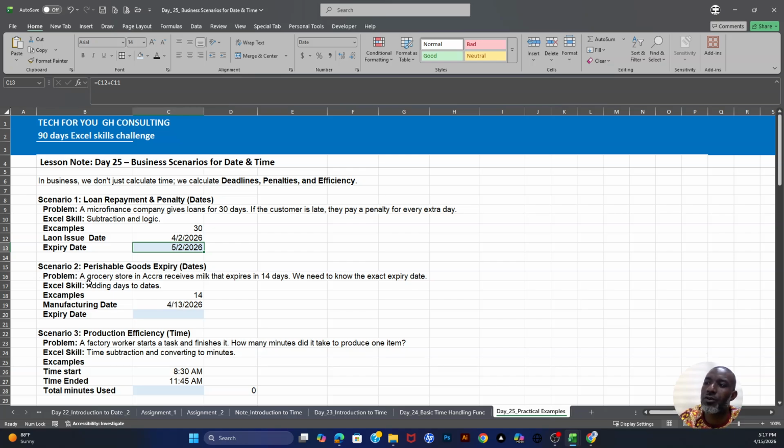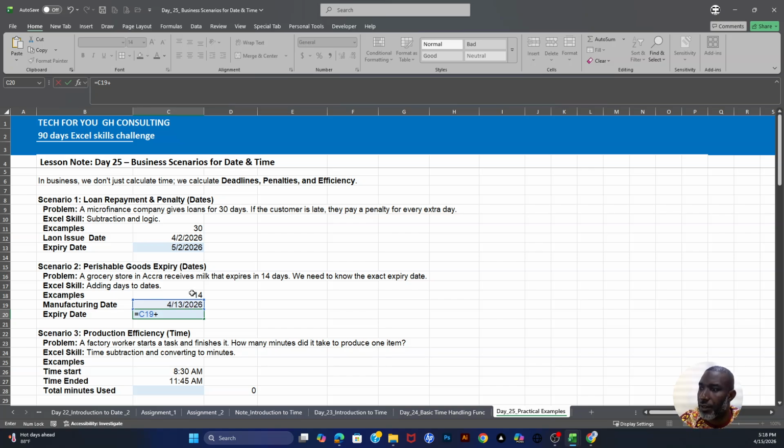The second scenario could be determining the expiry date for perishable goods that you have. A grocery store in Accra receives milk that expires in 14 days. We need to know the exact expiry date. Here, if the manufacturing date was 13th April 2026 and it takes 14 days to expire, what will be the expiry date?